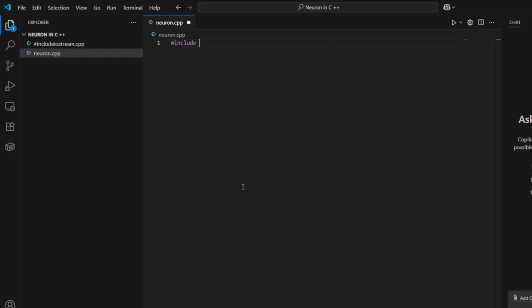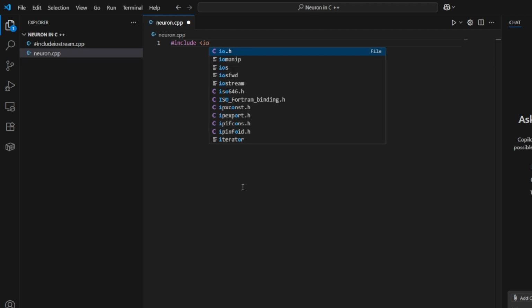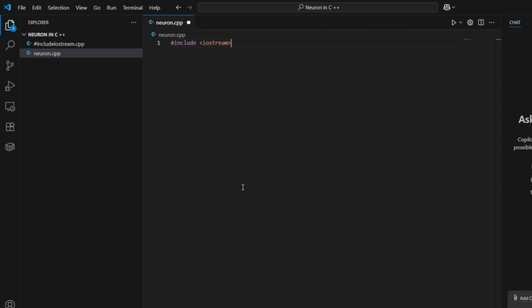First, let's include the system namespaces. This allows us to use Console.WriteLine and Console.ReadLine, which are essential for input-output in our programs.